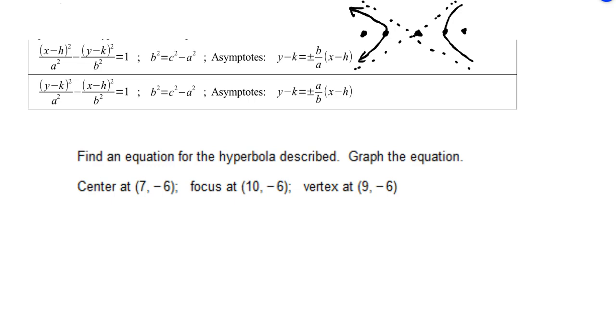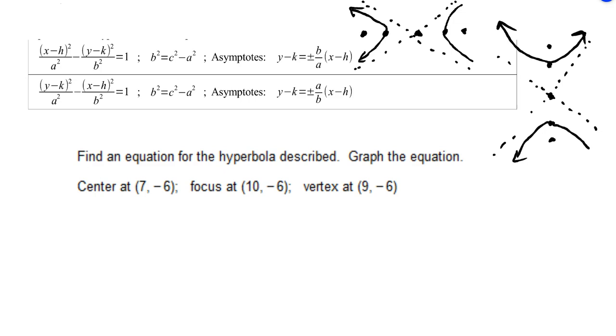Then for the vertical orientation, you would have your center, and up and down from that center, a distance of a would give you your vertices, and up and down from that center, a distance of c would give you your foci. And once again, through the center you have some asymptotes, the slope of which is defined with a and b. And then from there you can sketch your hyperbola with the vertex and the asymptotes.